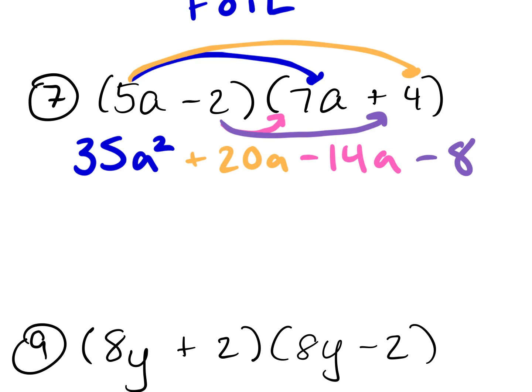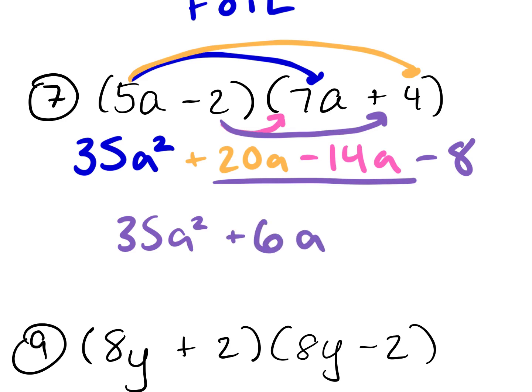What do I do next? Perfect. Combine the like terms in the middle. So that 35a squared stays the same. But my like terms are 20a and negative 14a. So it's 20 minus 14? 6a. Perfect. So positive 6a minus 8.